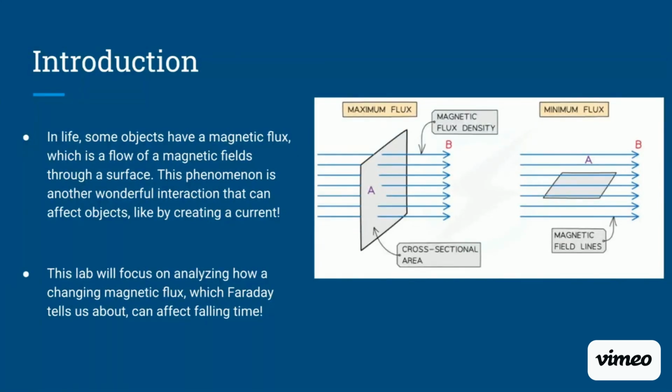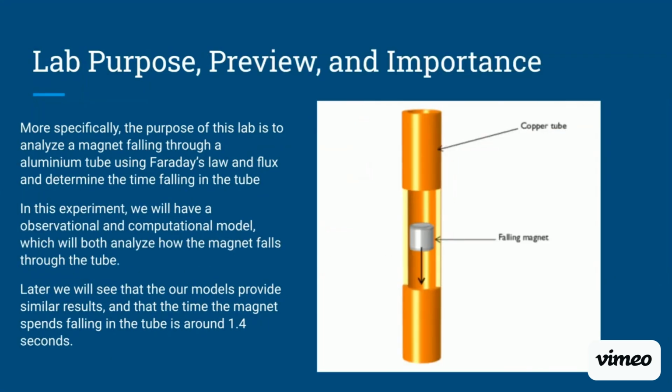In life, some objects have magnetic flux, which is the flow of magnetic fields through a surface. This phenomenon is another wonderful interaction that can affect objects, like creating currents. This lab will focus on analyzing how a changing magnetic flux, which Faraday tells us about, can affect falling time. More specifically, the purpose of this lab is to analyze a magnet falling through an aluminum tube using Faraday's law and flux, and determine the amount of time the magnet spends falling through the tube.